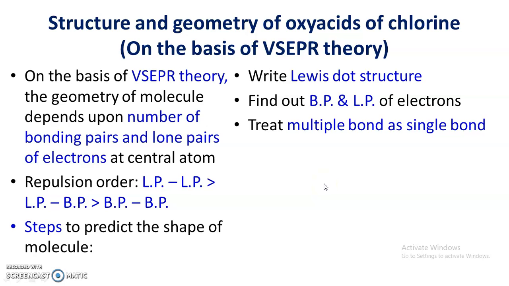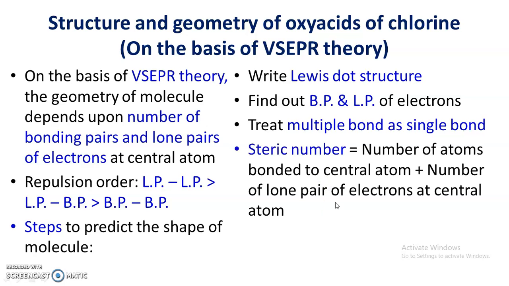At the time of counting the total number of bonding pairs and lone pairs, consider a multiple bond as a single bond. Then the most important step is to find the steric number. The steric number is equal to the number of atoms bonded to the central atom.